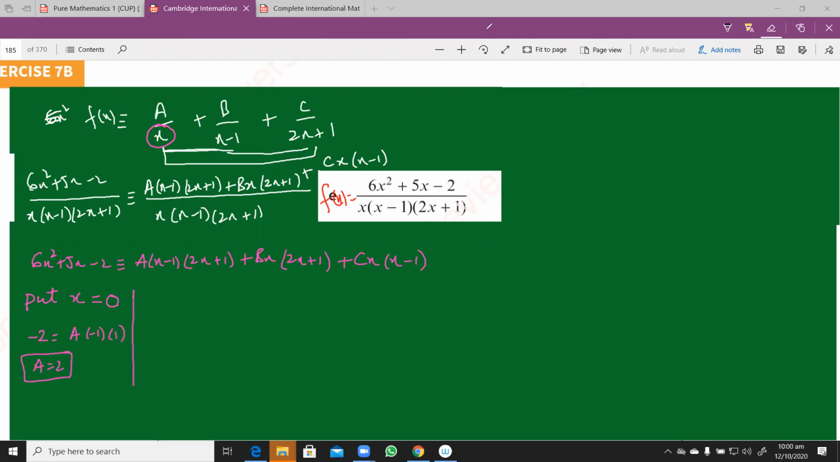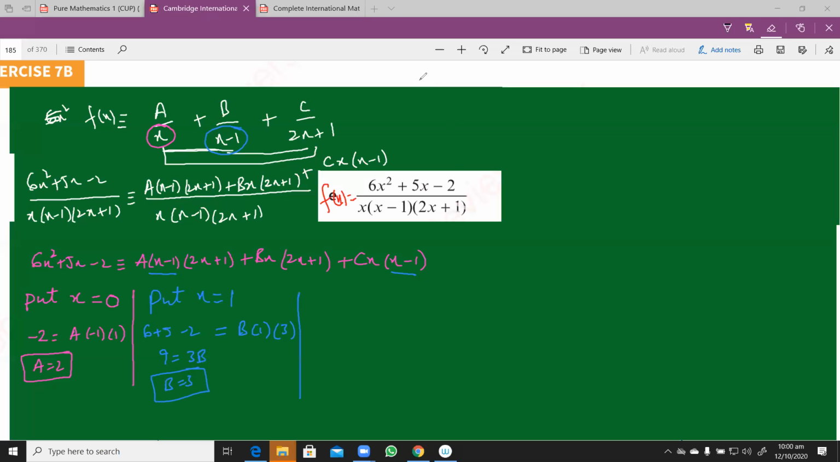Now what should I put my x as? Look at this one. If you want this to be 0, then I'll be putting x equal to 1. When I do this, you see that this will be gone and this will be gone. I'll be able to find the value of b. So when I put x equal to 1, I have 6 plus 5 minus 2 on the left hand side, and on the right hand side I have b into 1 into 3. So 11 minus 2 is 9, that is equal to 3b, and b is equal to 3.